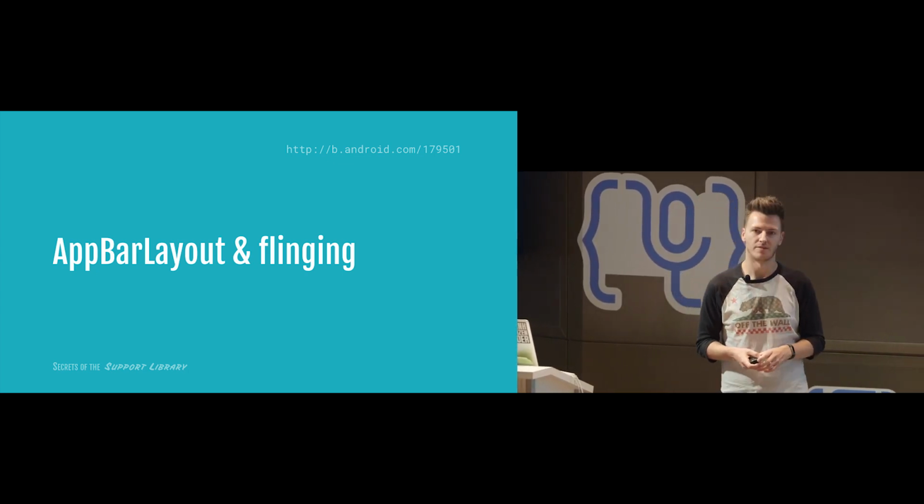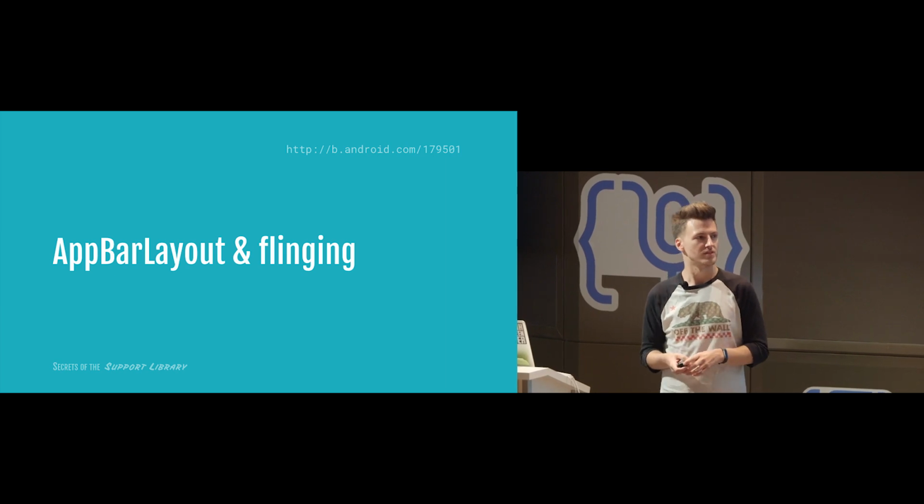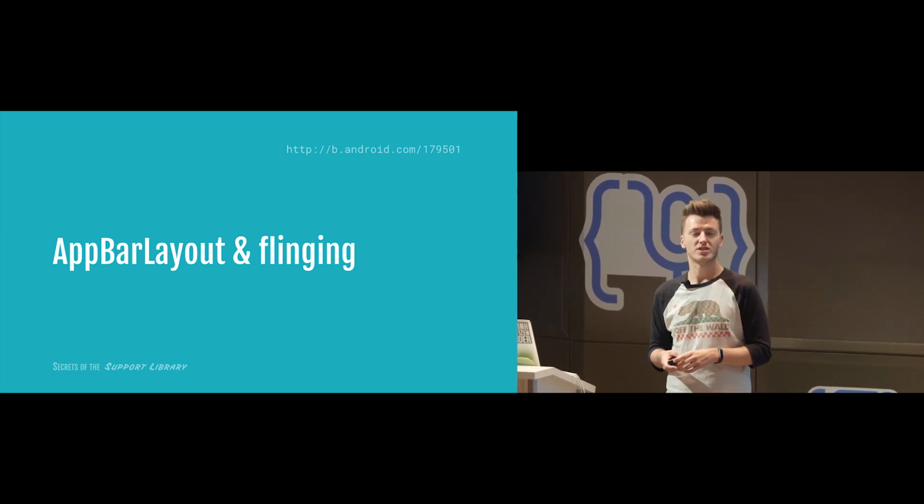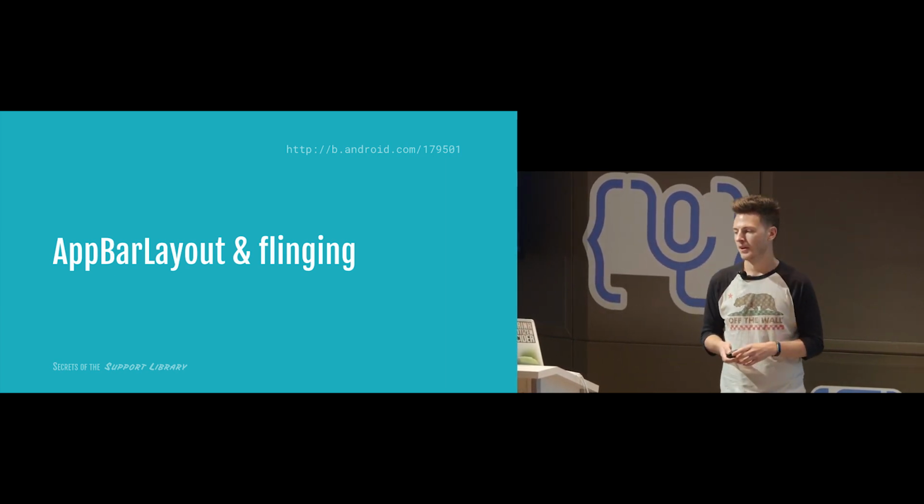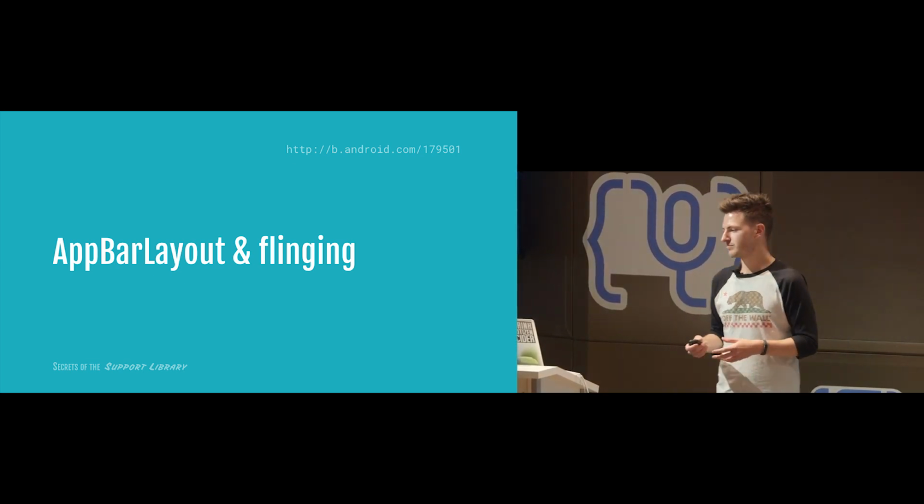Now, the next thing I'm going to talk about, which is the bulk of this presentation actually, is about AppBarLayout and flinging. So if you remember, when was it? We released the design library version 22, I believe, so that was a couple of IOs ago. And pretty much straight away, there was a bug raised about flinging. So let's look at it.